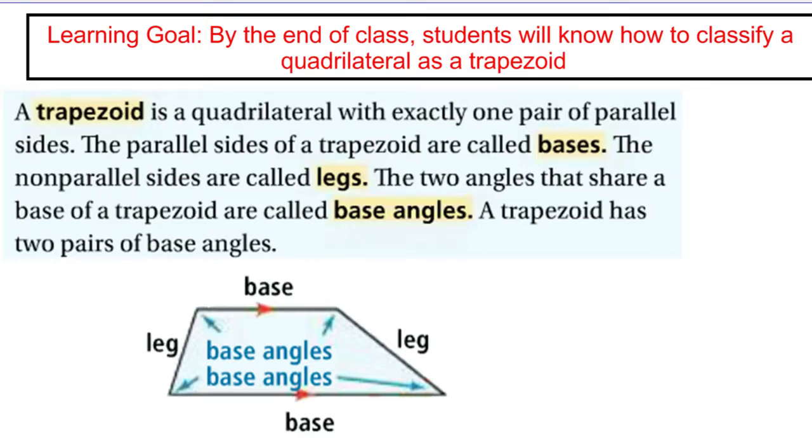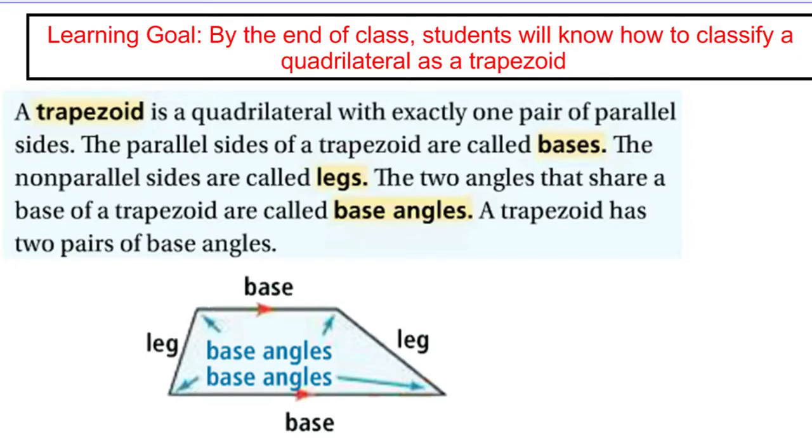So we have some vocabulary that goes along with this. When we're referring in a trapezoid to the parallel sides, we call those the bases of the trapezoid, right? In this case, if you notice, the top and the bottom are marked with the arrow, and they're also labeled with bases. Okay? The two sides that are not parallel, those are called the legs, right?